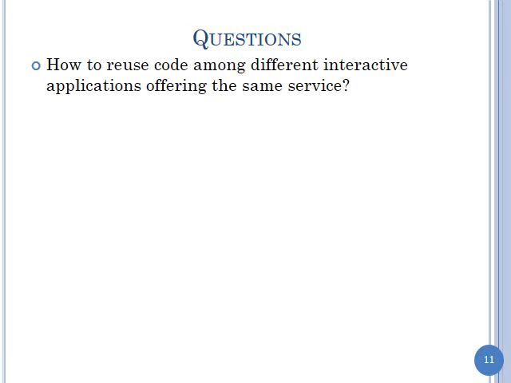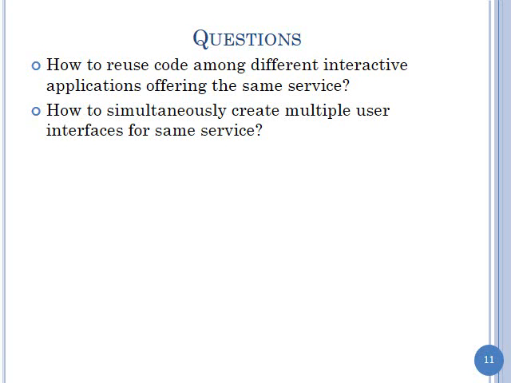So if we could separate the semantics from the UI, then we are able to answer several questions. Okay? And those questions are, A, how to debug things separately, how to reuse code among different interactive applications, which is the customization part, that I want to write one program and have different users have different UIs for it, and we don't want to re-implement the semantics each time. We want to just re-implement the user interface, okay, and have different implementation, okay? How to simultaneously create multiple user interfaces for the same service.